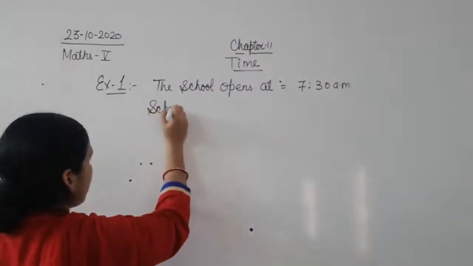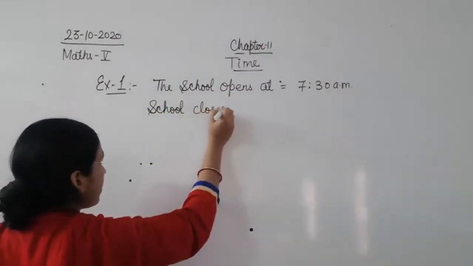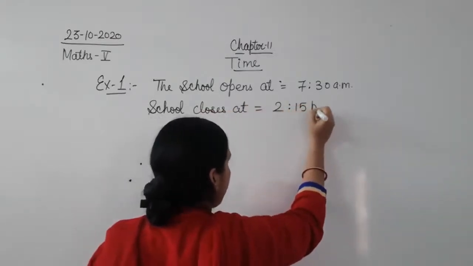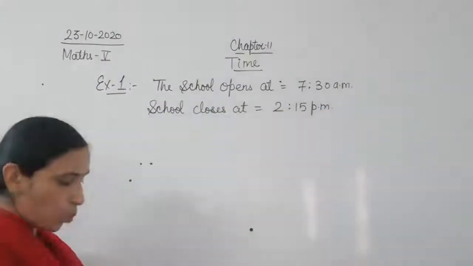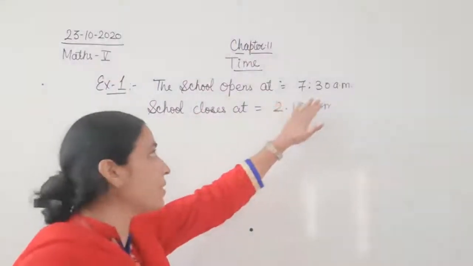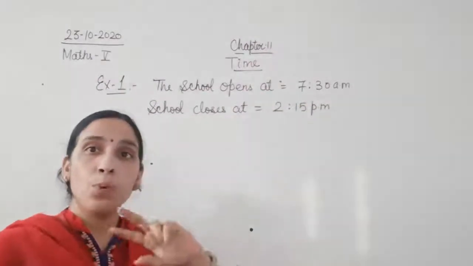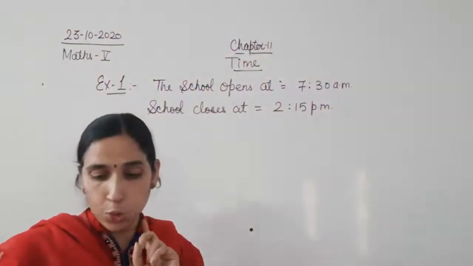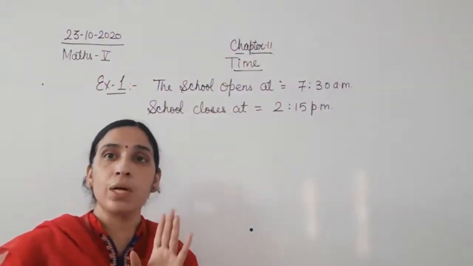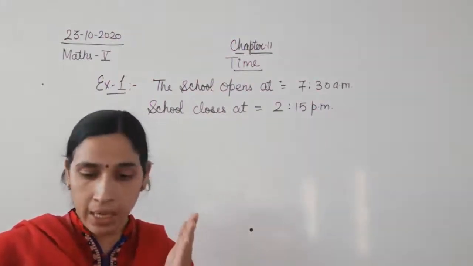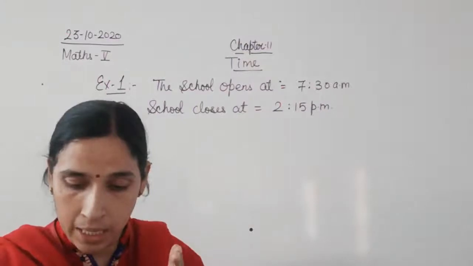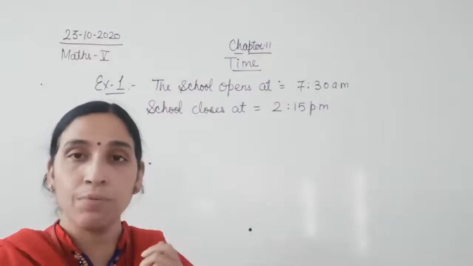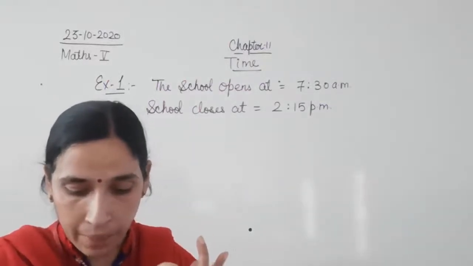Now you can see both these times, 7:30 AM and 2:15 PM, are given in 12-hour format. So what you are supposed to find here is the time duration. How long does the school function? This is your question: for how much time the school functions.